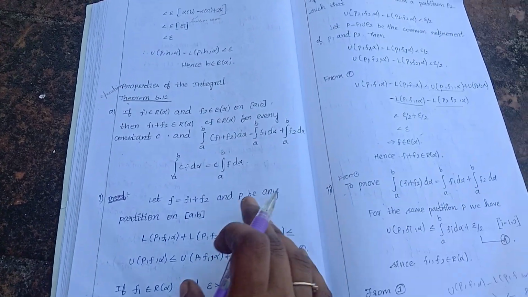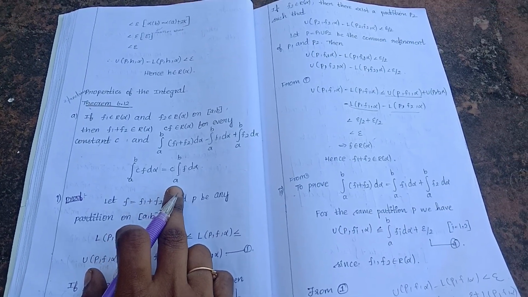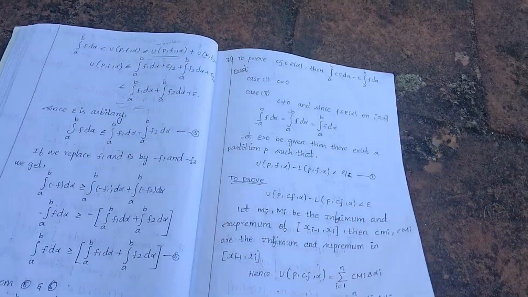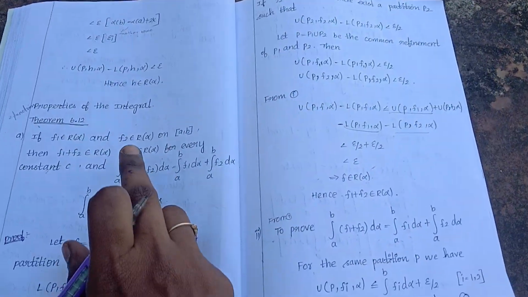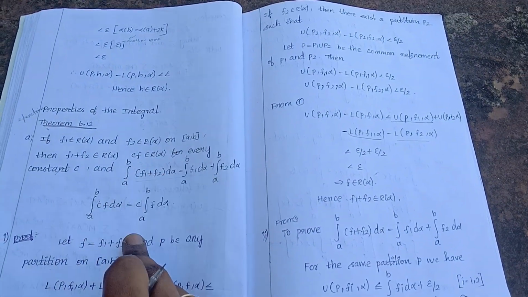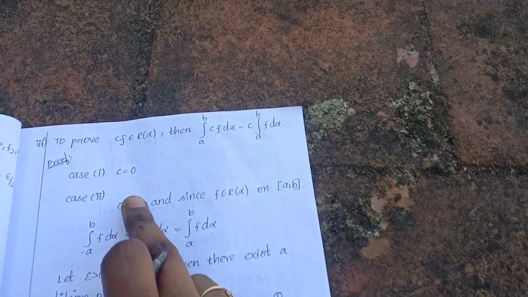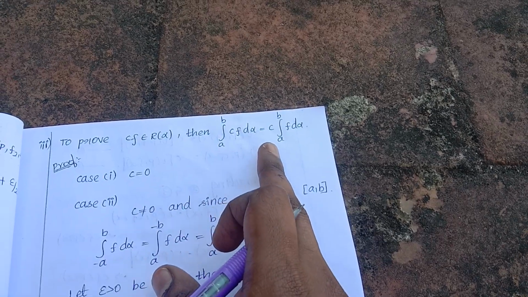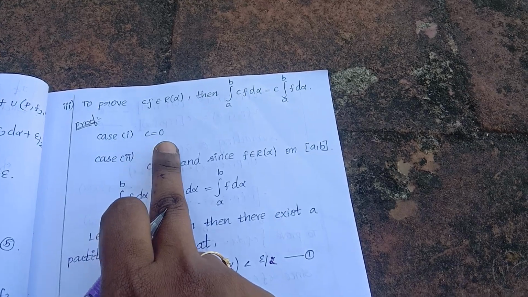Then for the third question, we have to prove that the integral from a to b of c f d alpha equals c times the integral from a to b of f d alpha. For that, first we have to prove that cf belongs to R of alpha. Then we have to prove the integral form. So for this case, cf belongs to R of alpha, then the integral from a to b of cf d alpha equals c times the integral from a to b of f d alpha. First case, consider c equal to 0.